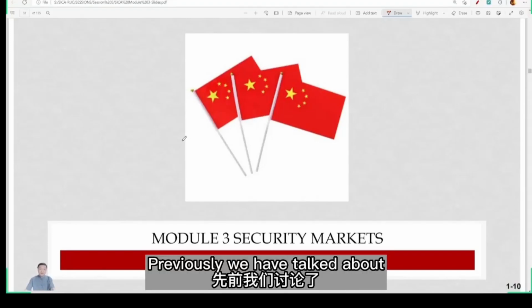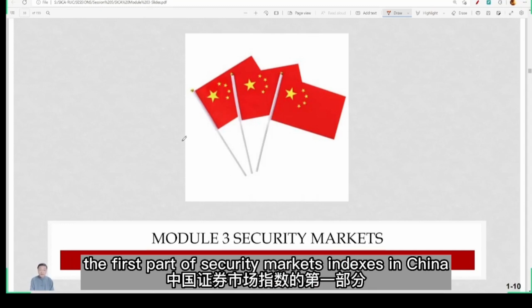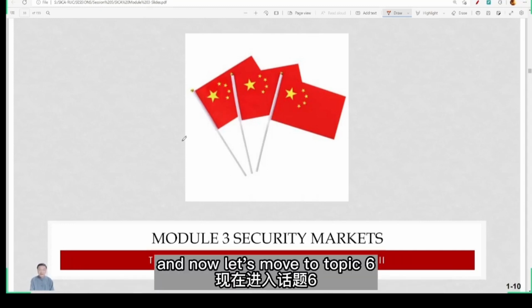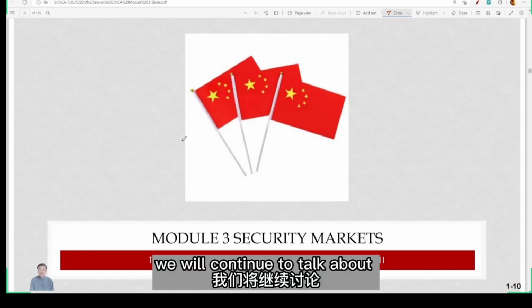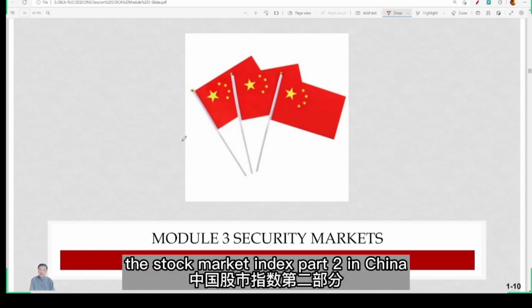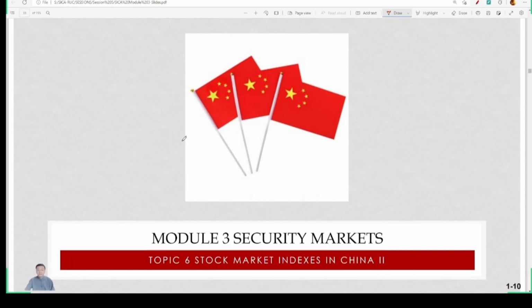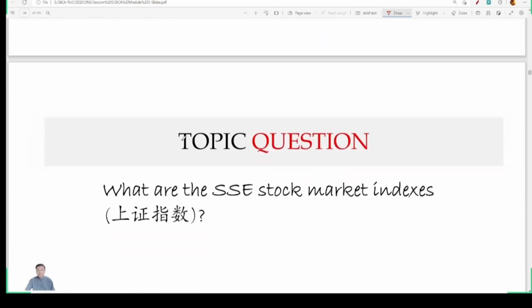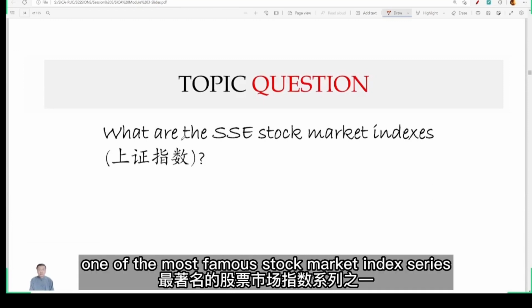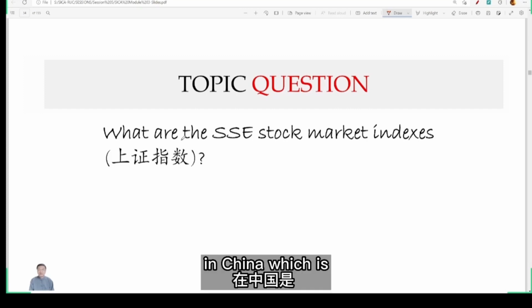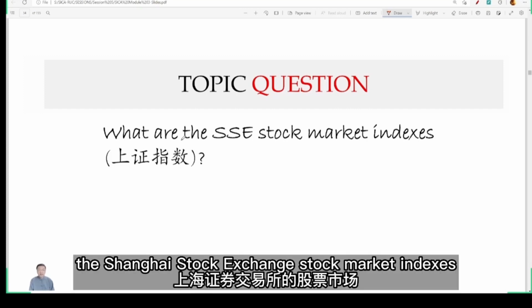Previously, we have talked about the first part of security market indexes in China. And now let's move to topic 6. We'll continue to talk about the stock market index part 2 in China. In this topic, we will talk about one of the most famous stock market index series in China, which is the Shanghai Stock Exchange Stock Market Indexes.